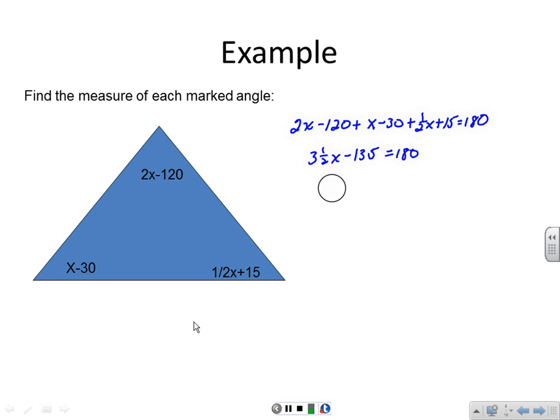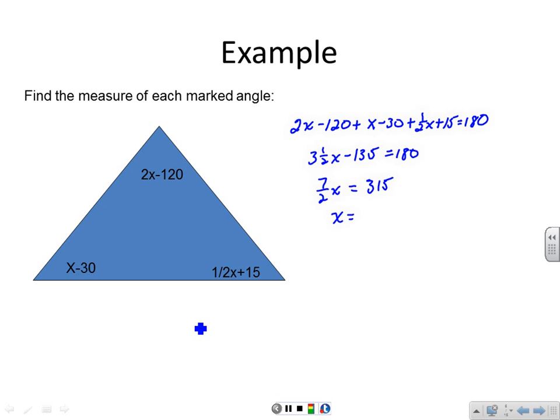I think I'm going to go ahead and turn this into an improper fraction. You have your calculators, so it doesn't matter how you do this, but 7/2 x is equal to, let's add 135 to both sides. And so we'll have 315.